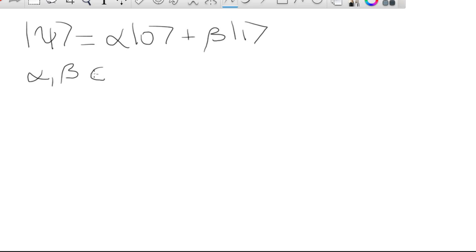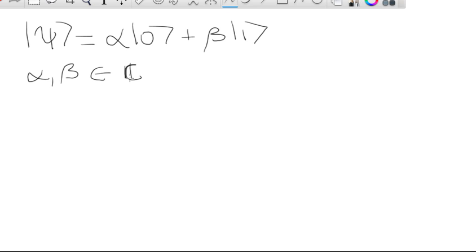Ket psi is equal to alpha 0 plus beta 1. So this here is a vector, and we call it ket notation. And it's for pure states. Later on we'll look at a more general case where we can represent non-pure states or mixed states in a density operator formalism. But for the moment here we have a simple example of a quantum state where alpha and beta are complex numbers. So alpha and beta are in the complex domain.